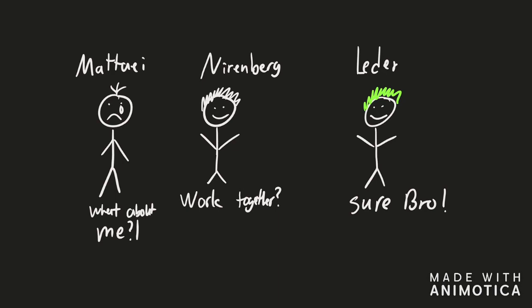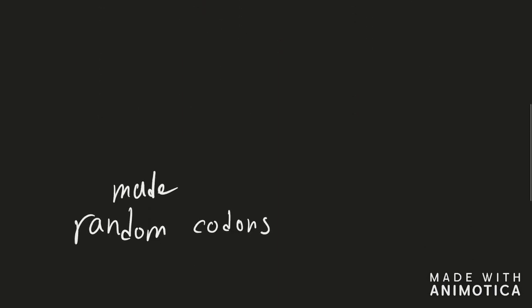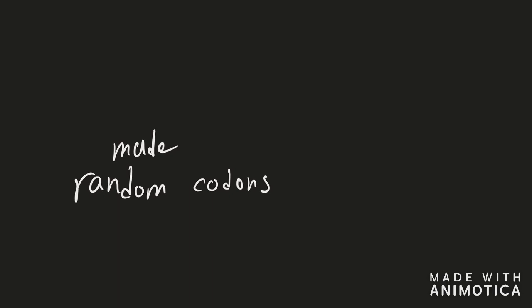Nirenberg then went to another scientist named Leder in order to figure out what other codon and amino acid matches could be made. They knew that codons came in groups of 3s and were coded for in groups of 3s, so that there are 64 unique codons.